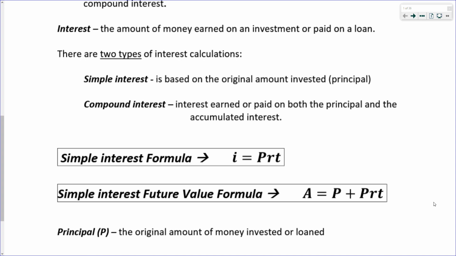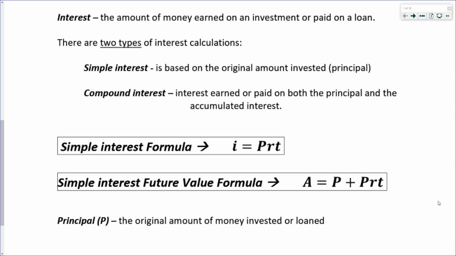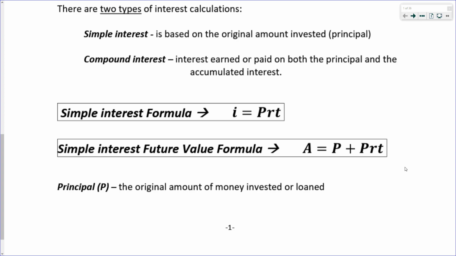For calculating simple interest, there is a formula, and it is I = PRT, and we'll get into what those mean in a minute. There's also a simple interest future value formula where A, which is the future value, is equal to the principal plus your PRT, which, related to the previous formula, is the amount of interest you earned. So to simplify it a little bit, your future value is equal to your principal plus your interest. So what do these letters mean?